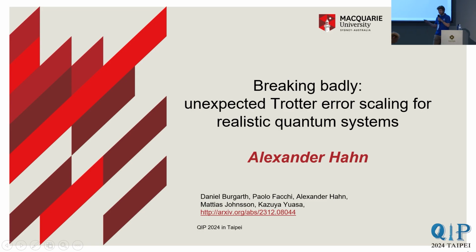I want to talk about some unexpected Trotter error scaling, as announced already, for realistic quantum systems. By this, I mean quantum systems which have continuous degrees of freedom. I don't want to truncate them, so I want to study the full unbounded system. And I want to look at quantum chemistry problems here. This is joint work with Daniel, Paulo, Matthias, and Kazuya, and you can find it on the arXiv.